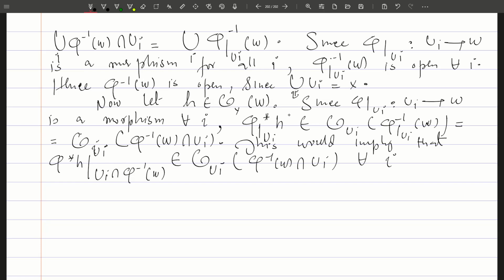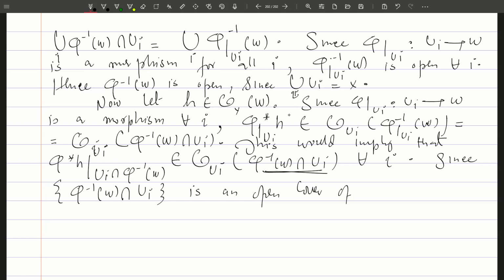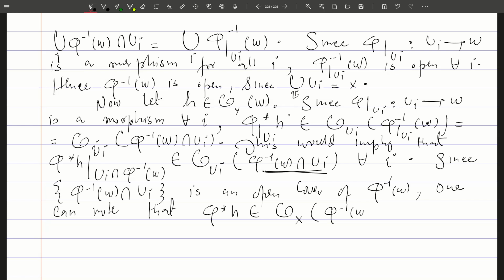Now this is true for all i, since these open sets cover the inverse image of W. So since the collection phi inverse W intersection Ui is an open cover of phi inverse W, one can note that this phi star h is actually regular on the set phi inverse W. So this proves the first item.